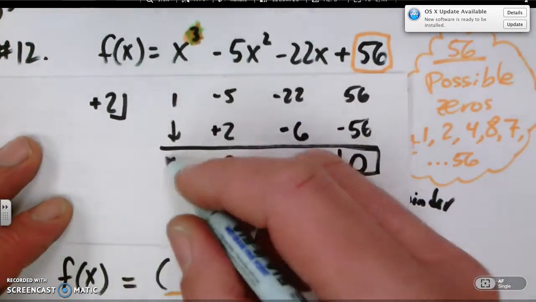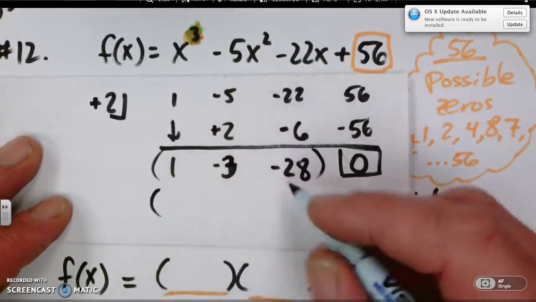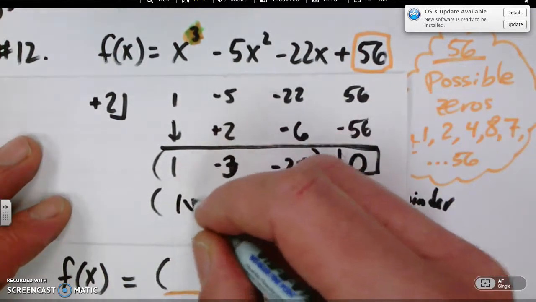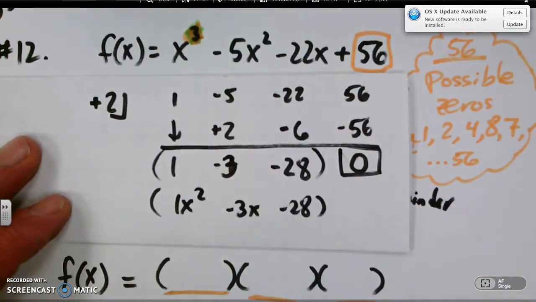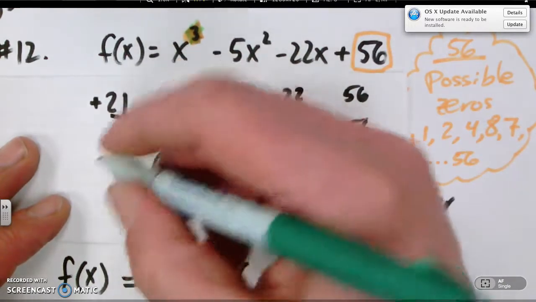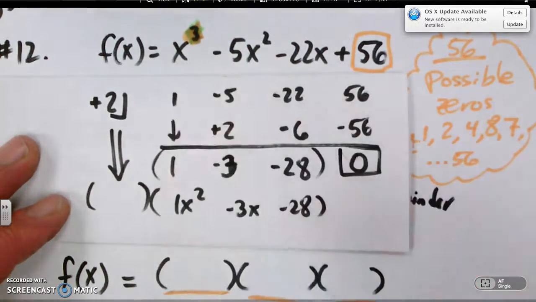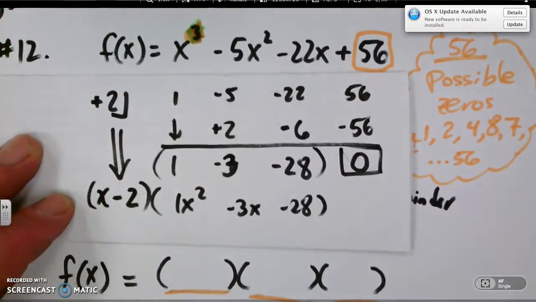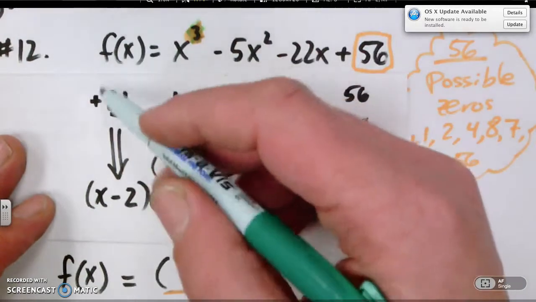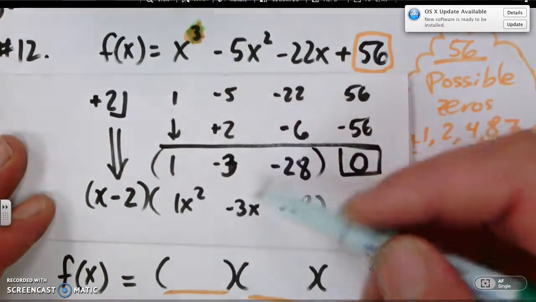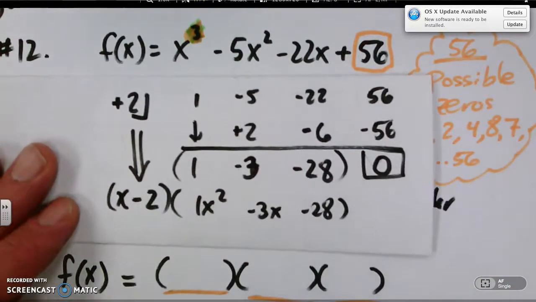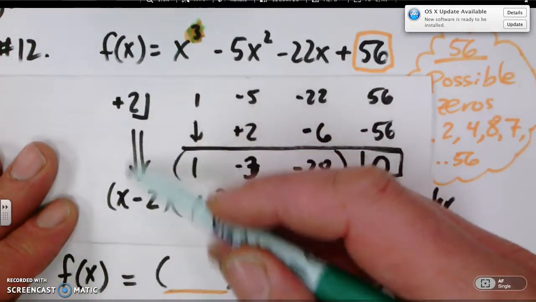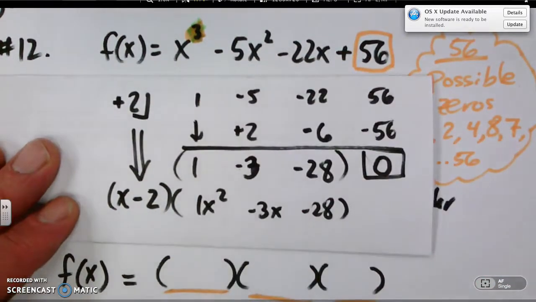What we're interested in is the rest of this. What this represents is negative 28. Moving up, this is 3x. Moving up, that's 1x squared. What about this 2 over here? That's a factor. Even though it's plus 2, the factor is actually x minus 2. As you should remember from long division and synthetic division, synthetic division flips it to the opposite, and everything's addition. If that's confusing for you, go back and review synthetic division. It will always be the case.